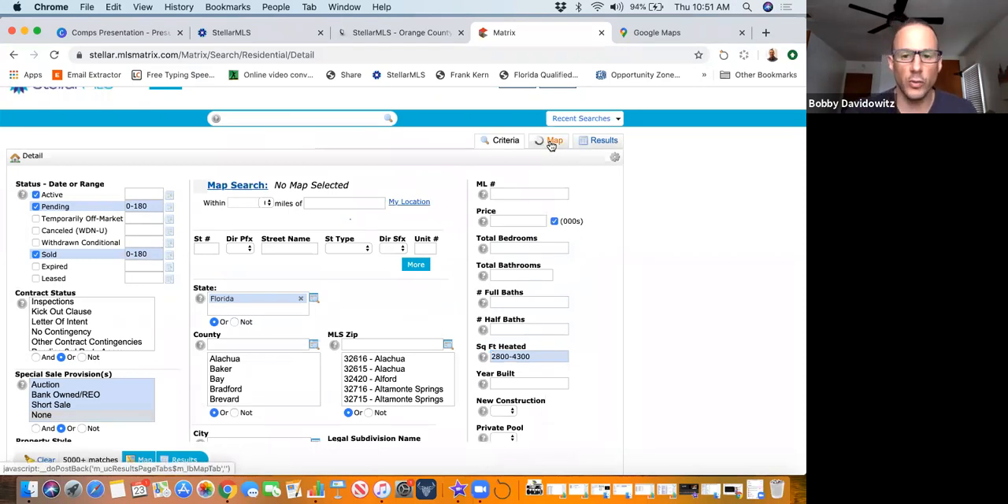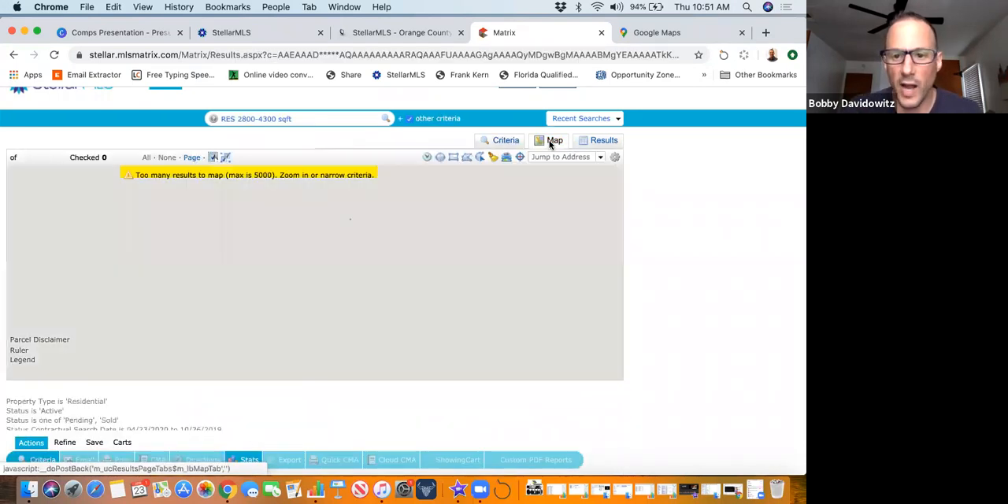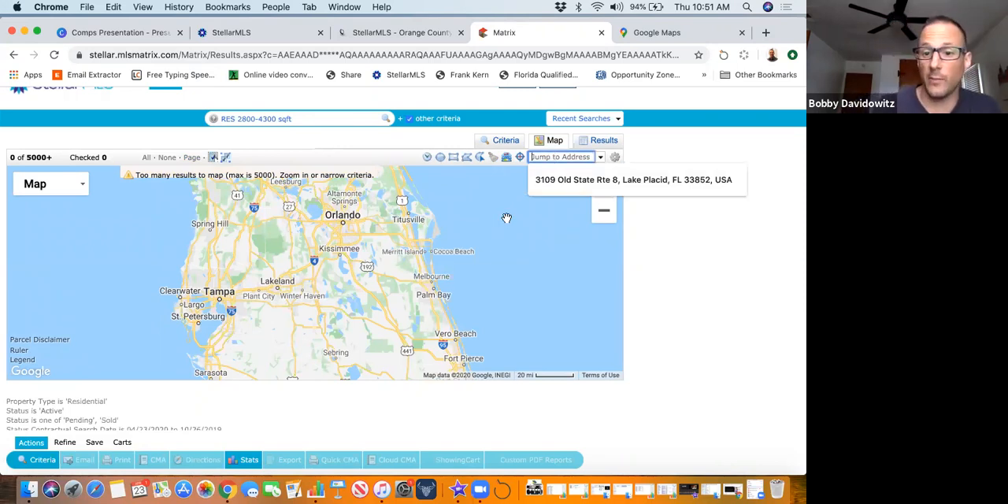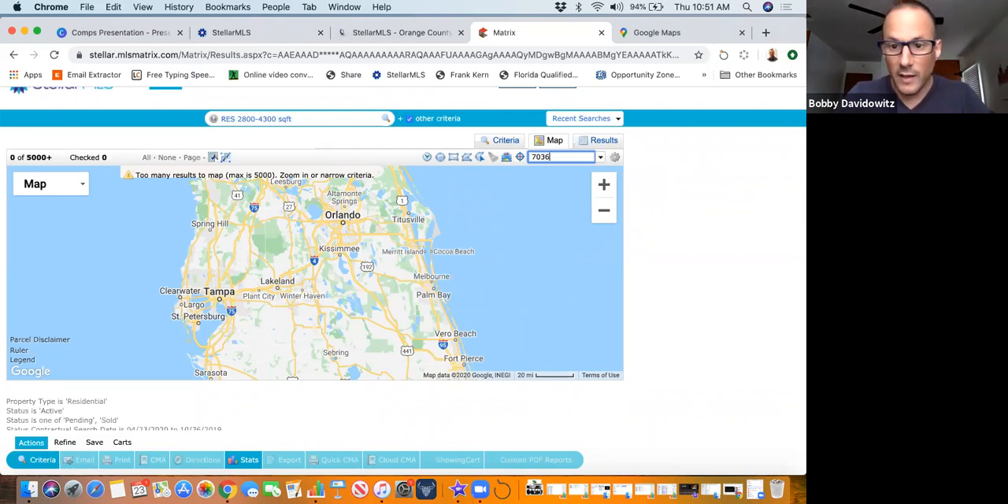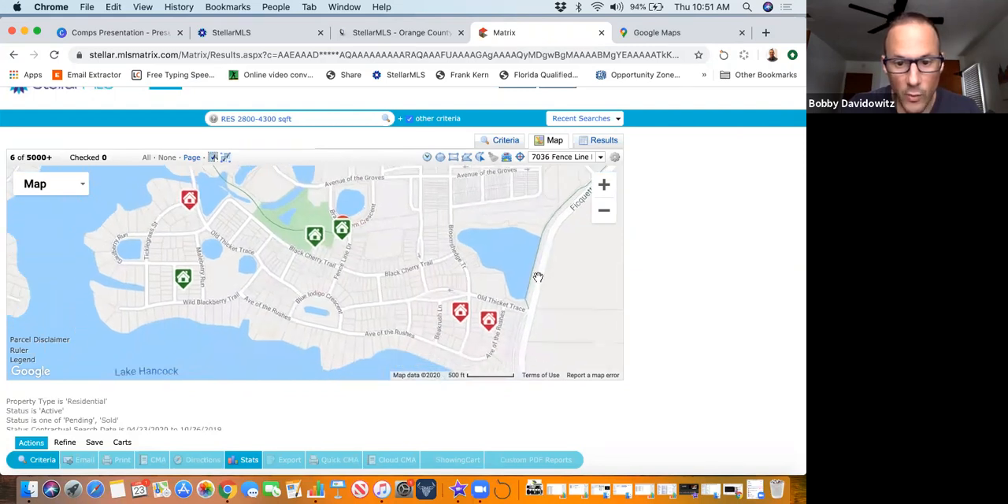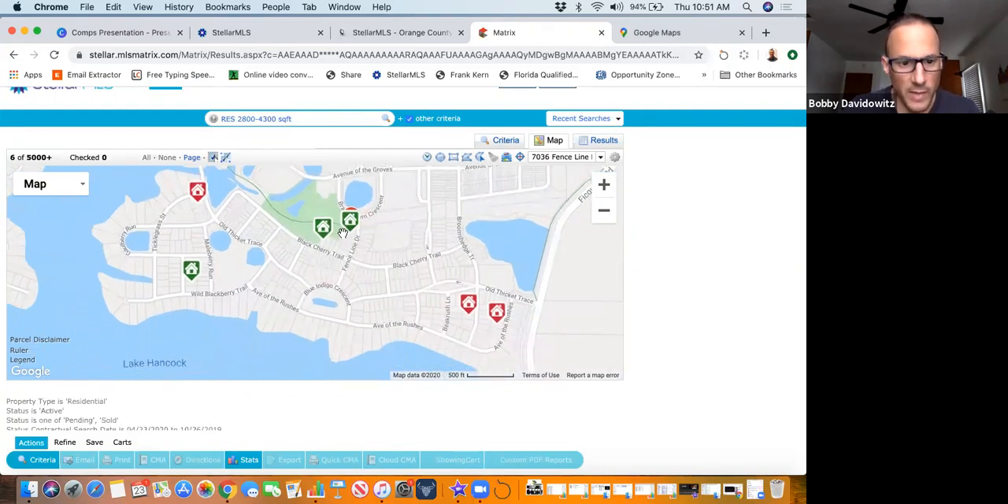Now I go to the map. I go into this little place on the top right, guys, that says jump to address, because this will zoom me right into the neighborhood and the address I'm looking for. I'm looking for 7036 Fence Line, Orlando. When I click that, bam, it zooms me right into this neighborhood. Now I'm looking at this neighborhood, and it looks like these green ones are active properties.